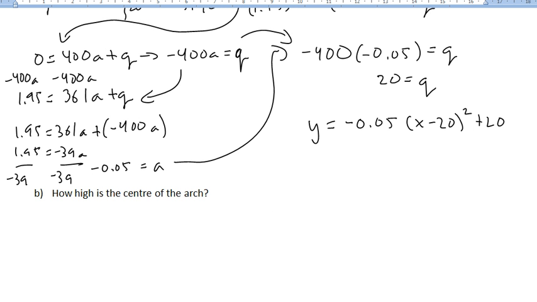Question B, how high is the center of the arch? Well, if our vertex is 20, then it's 20 meters high.